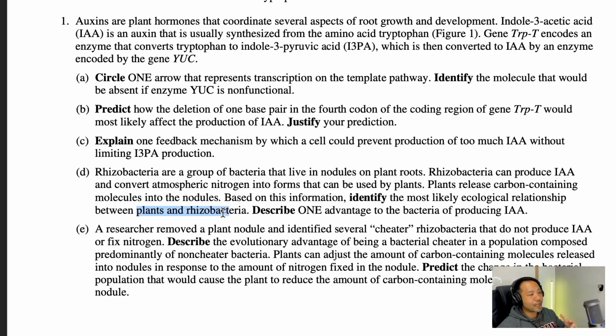Both parties win. Describe one advantage to bacteria of producing IAA. So as this text shows, it says IAA coordinates root growth and development. Clearly, if the bacteria are able to produce this auxin and stimulate root growth and development in their homes, it's kind of like home improvement, right?